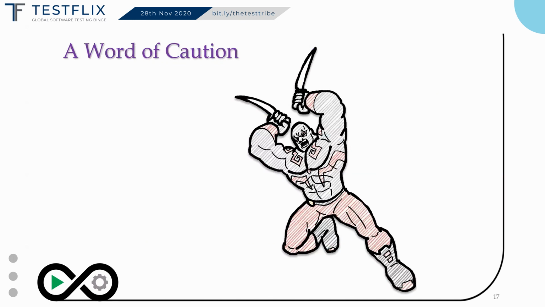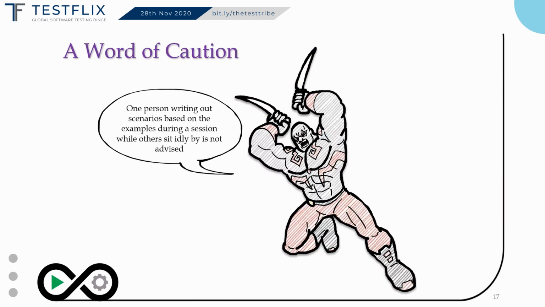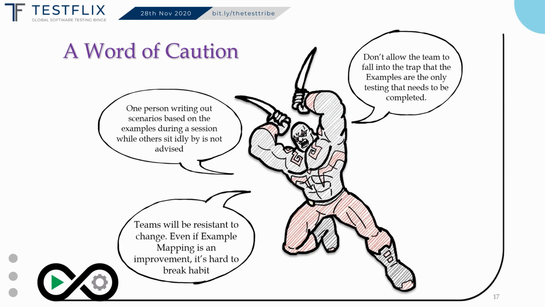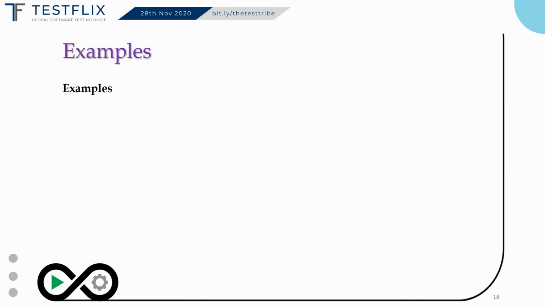So a word of caution though, if you're going to look to adopt it. Fully writing out those test cases during a session while others sit idly by is not advisable. They're just the starting point, the names you're using. It's also important to not fall into the trap that the examples are the only testing you need. You need to go farther than that. Again, it's the foundation that covers your business logic, not the full testing scope. And teams are going to be resistant to change. Even if example mapping is an improvement, it's hard to break that habit.